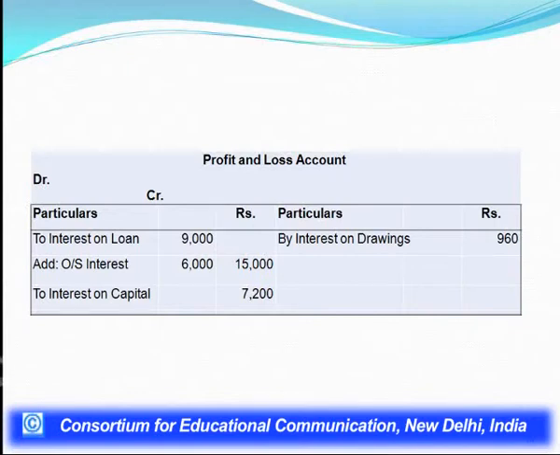Then interest on capital. Interest on capital rate is given 12% and the total capital is given 60,000. So at the rate of 12%, the interest on capital for the whole year is 7,200. As it is an expense, we will show it on the debit side of the profit and loss account: interest on capital 7,200.